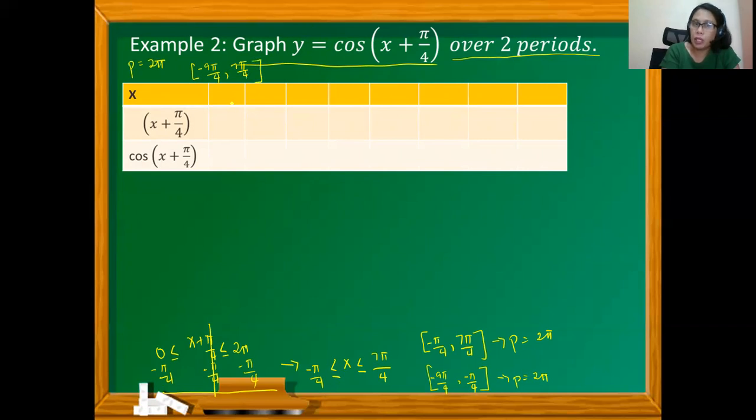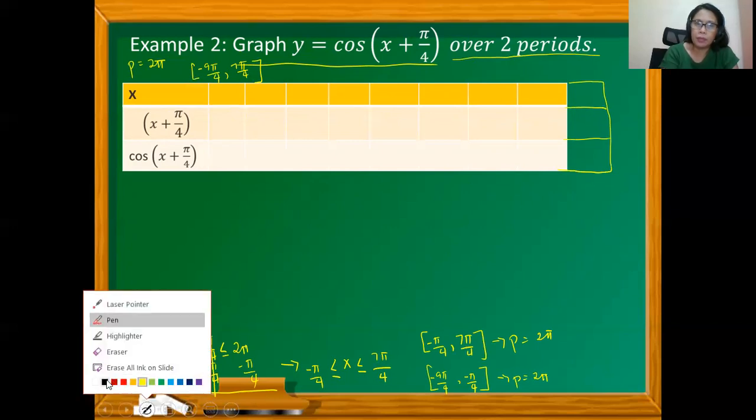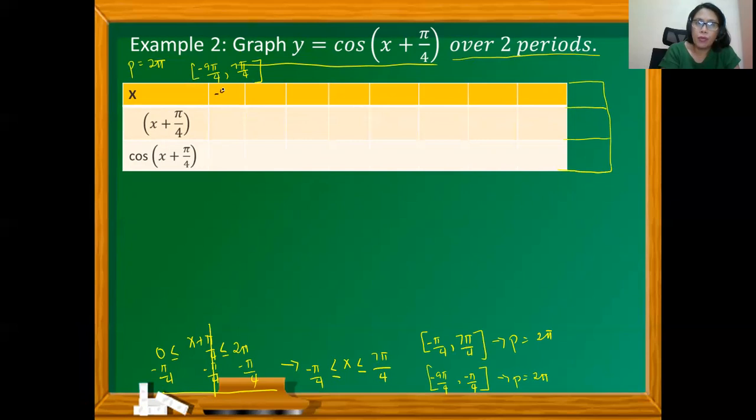And we will be adding pi over 2 cumulatively from the lower boundary until we reach the upper boundary. And again, we'll be adding one column here. So we have negative 9 pi over 4 here. And we will add pi over 2. So upon adding pi over 2 to negative 9 pi over 4, we'll come up with negative 7 pi over 4. Add pi over 2, we have negative 5 pi over 4. Plus pi over 2, we have negative 3 pi over 4. Plus pi over 2, we have negative pi over 4.